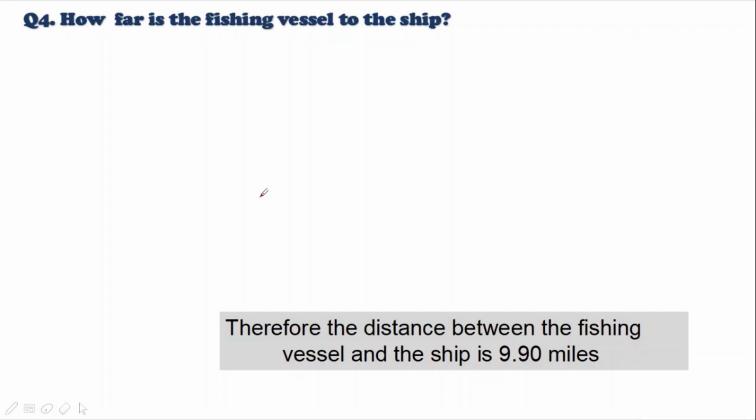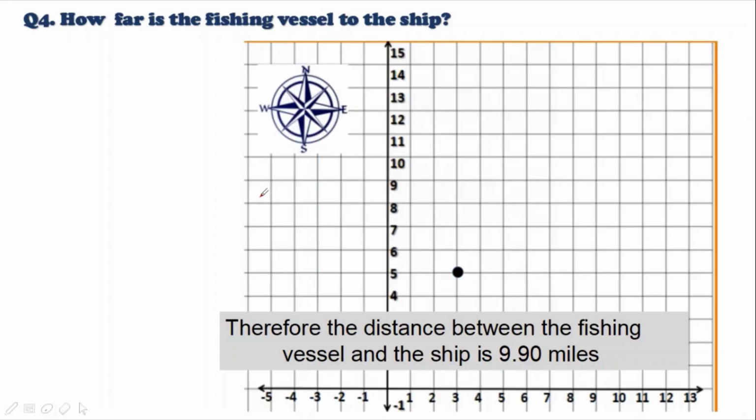Okay? Let's have question number 4. So we need to plot here the location of the fishing vessel and the ship. We need to find the distance between the 2 points. Again, the fishing vessel is (3, 5), while the ship is (10, 12). So we need to find the distance between the two. So let's explain how we came up with 9.90 miles.